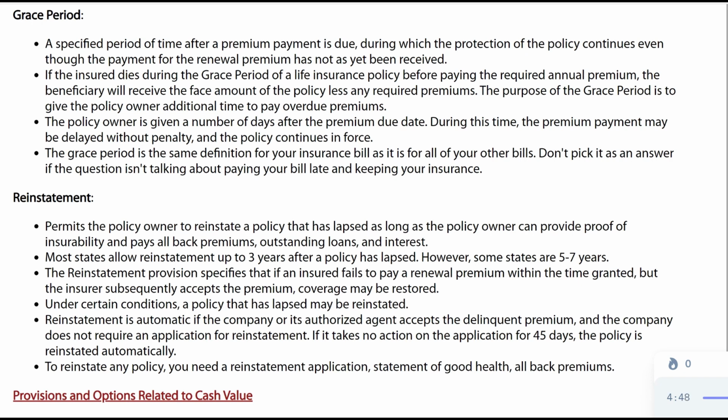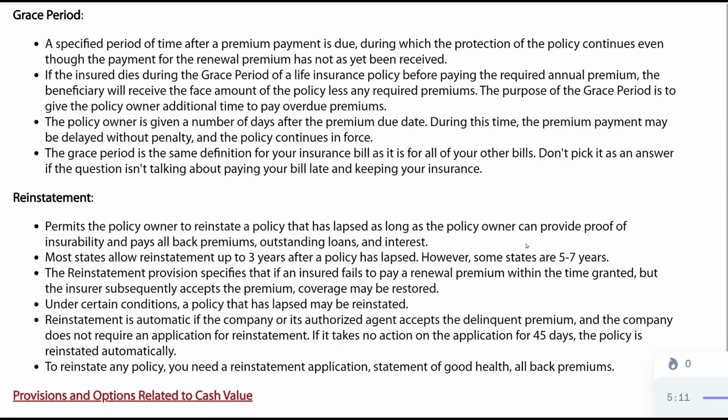The purpose of the grace period is to give the policy owner additional time to pay overdue premiums. The policy owner is given a number of days after the premium due date. During this time, the premium payment may be delayed without penalty, and the policy continues in force. The grace period is the same definition for your insurance bill as it is for all of your other bills. Don't pick it as an answer if the question isn't talking about paying your bill late and keeping your insurance.